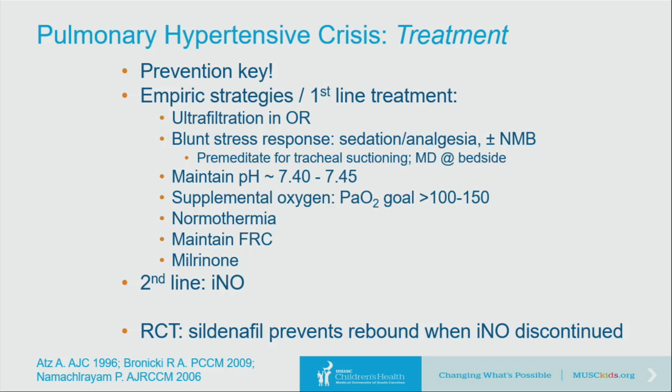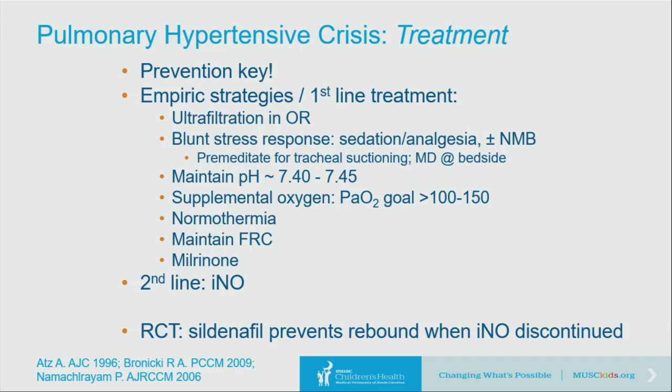And I did want to call your attention to a randomized clinical trial that came out of the Melbourne group several years ago, in which they were weaning patients off of nitric oxide. And they found in this placebo-controlled trial that the use of sildenafil was very helpful for preventing that rebound pulmonary hypertension that occurs when you stop nitric oxide. So that's a very good trick that you can have up your sleeve.